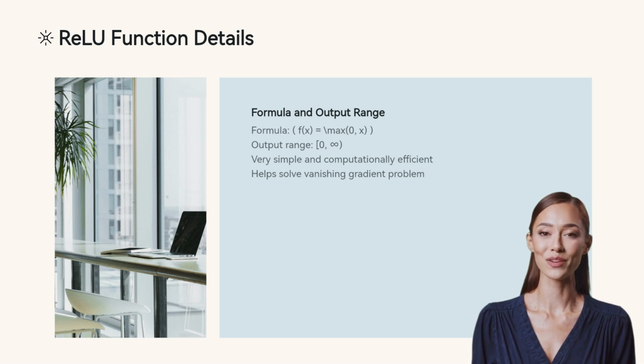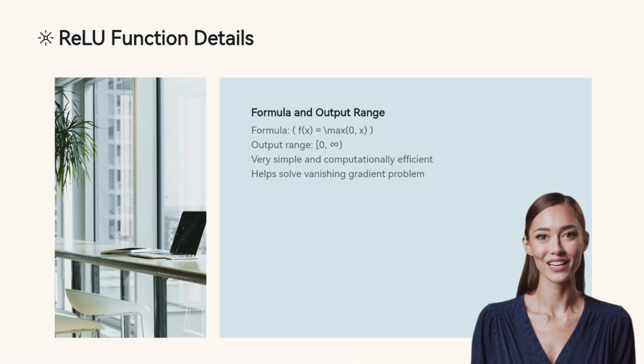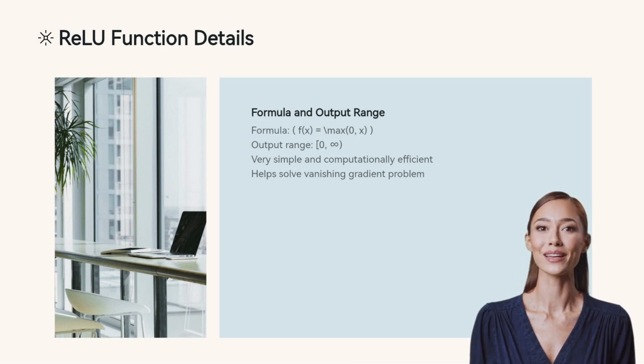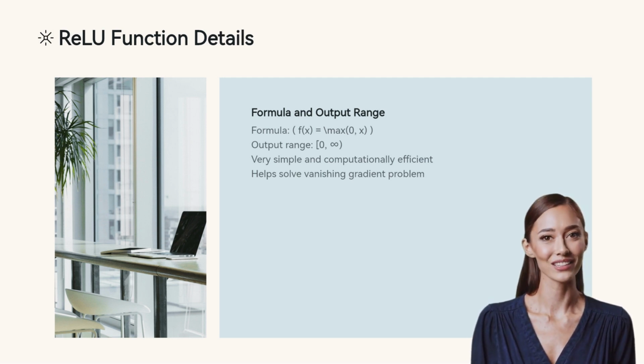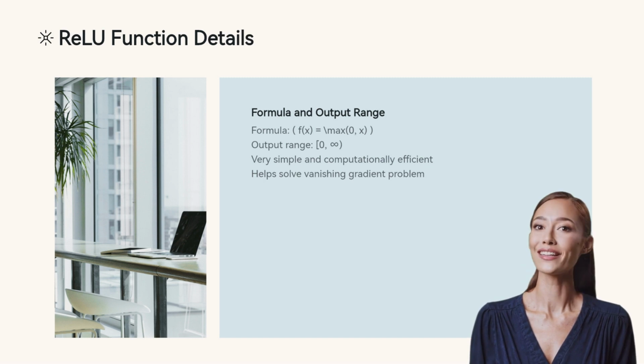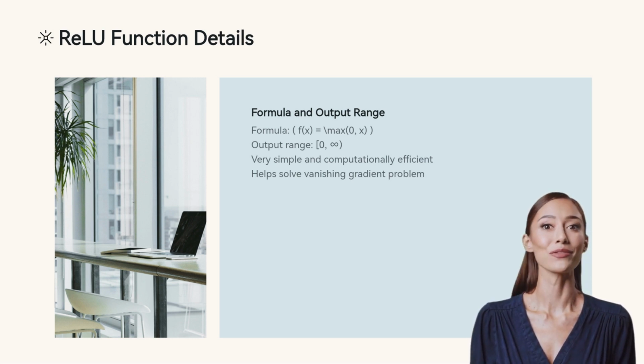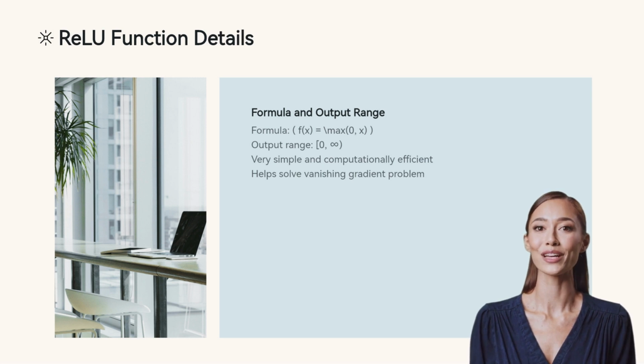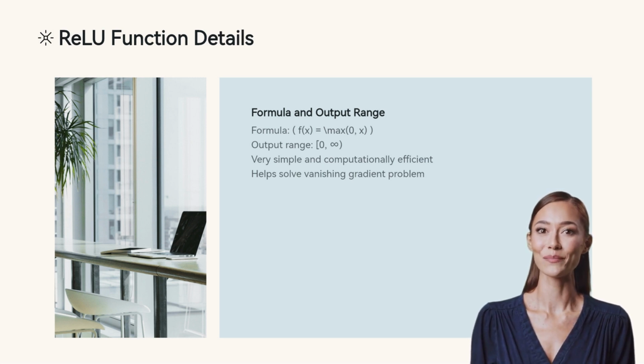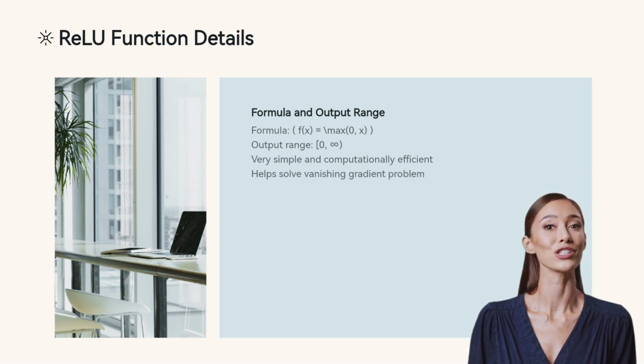The ReLU, rectified linear unit, activation function has become the most widely used activation function in deep learning due to its simplicity and effectiveness. ReLU is defined by the formula f(x) = max(0, x), meaning that if the input is positive, the output is the input itself, and if the input is negative, the output is 0. This makes ReLU computationally efficient because it involves a simple threshold operation.